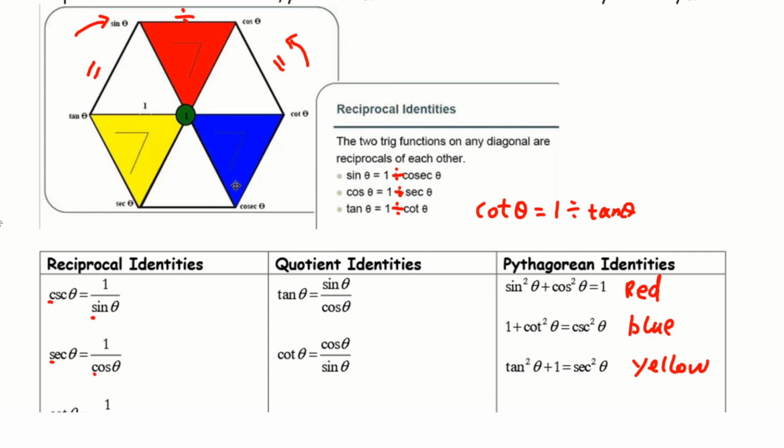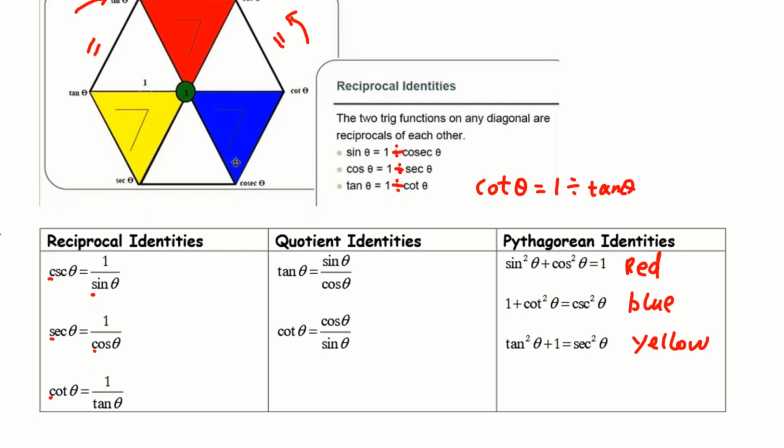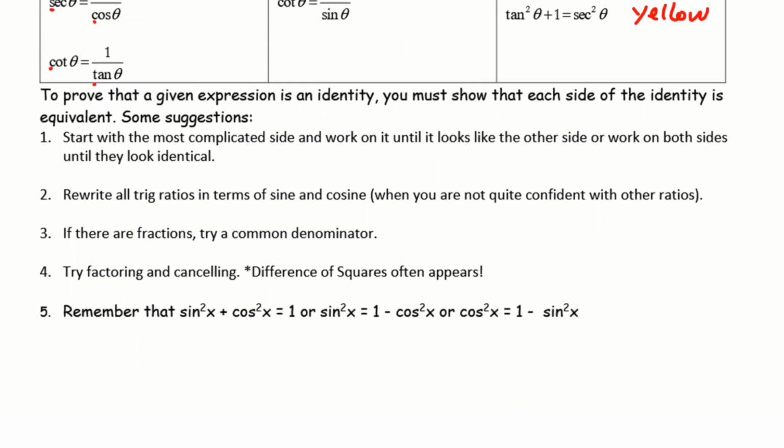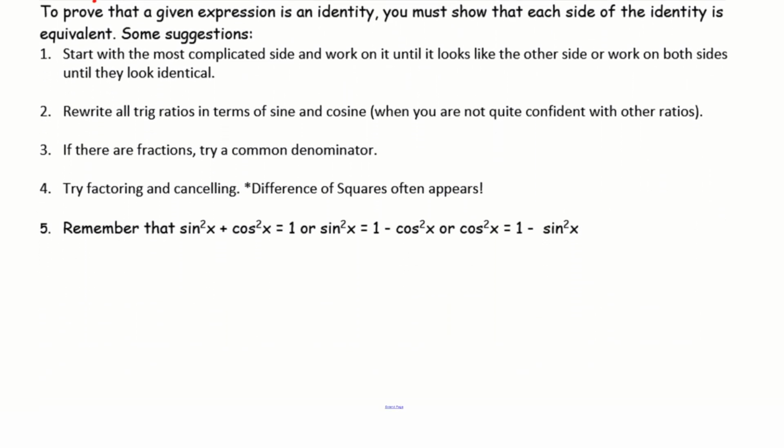Proving means the left side equals the right side, using trig identities to prove the equal sign is true. And there are several strategies you could use. Start from the most complicated side and try to change it to the other side. If that doesn't work, you could work on both sides until they look identical. Rewrite all trig ratios in terms of sine and cosine if you are not quite familiar with other ratios.